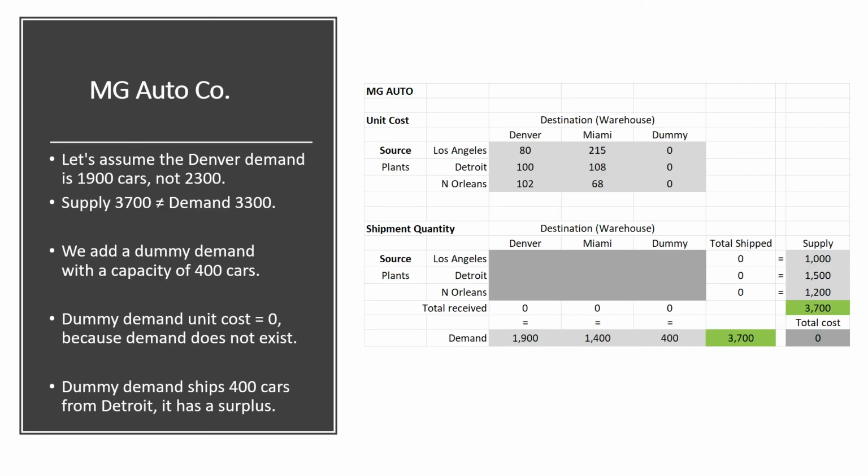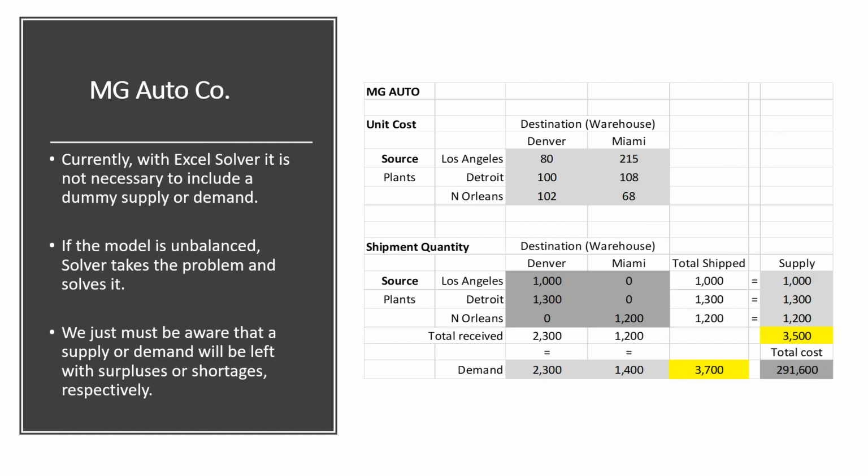On the other hand, let's assume that the Denver demand is 1,900 and not 2,300. Now it's the opposite situation. We're going to have an unbalanced situation of a supply of 3,700 and a demand of 3,300. Here we're going to add a dummy destination with the difference of 400 cars. And with this, we can solve the problem because it's already balanced.